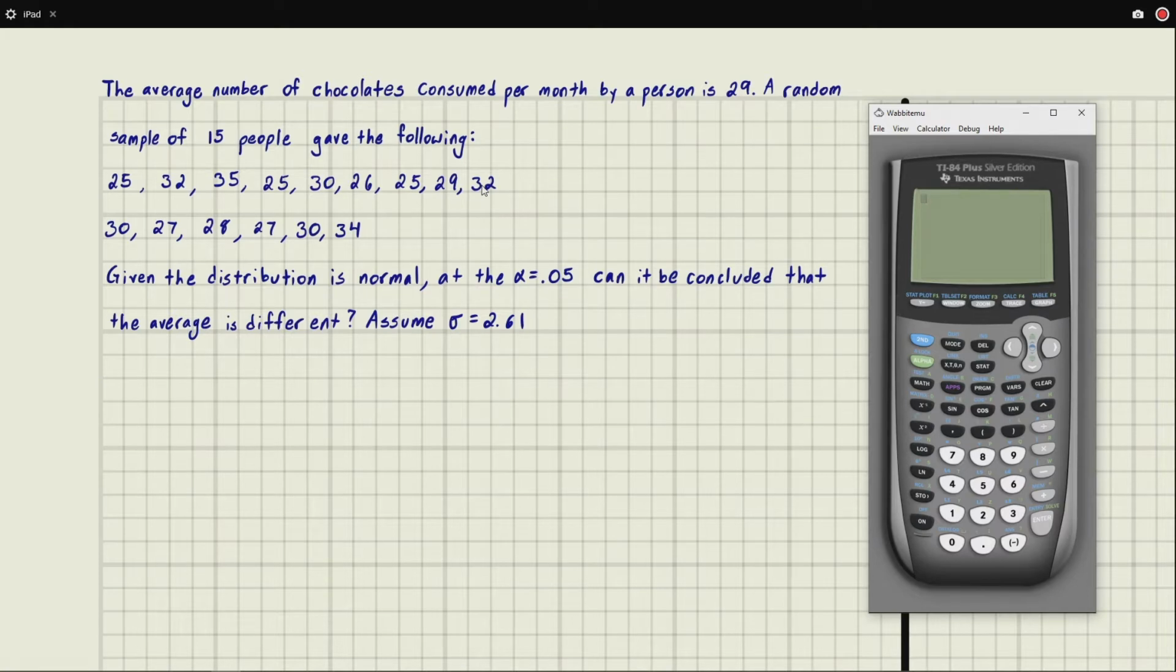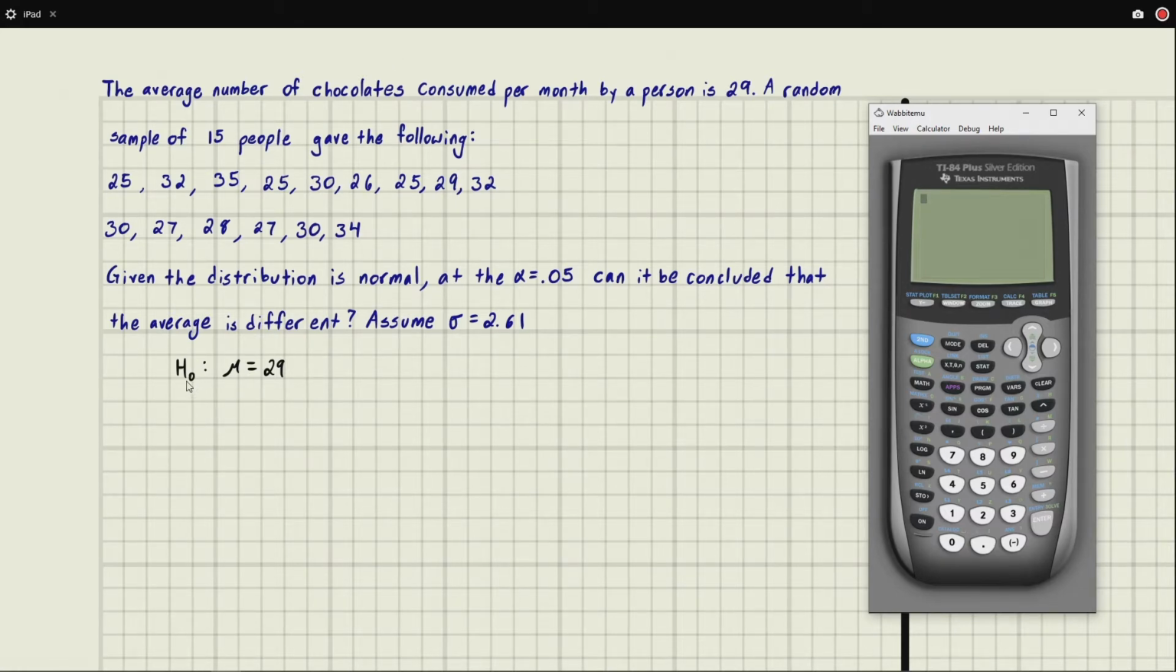So our first order of business here is going to be identifying the null hypothesis and the alternative as well as the claim. So let's do that. So the null hypothesis, H naught, involves, we're talking about averages here, right? The average number. So this is going to be a mean. So population mean is going to be equal to 29 because it says right here, the average number of chocolates consumed per month by a person is 29. It's not connected to a sample of any kind. They're just making this statement.